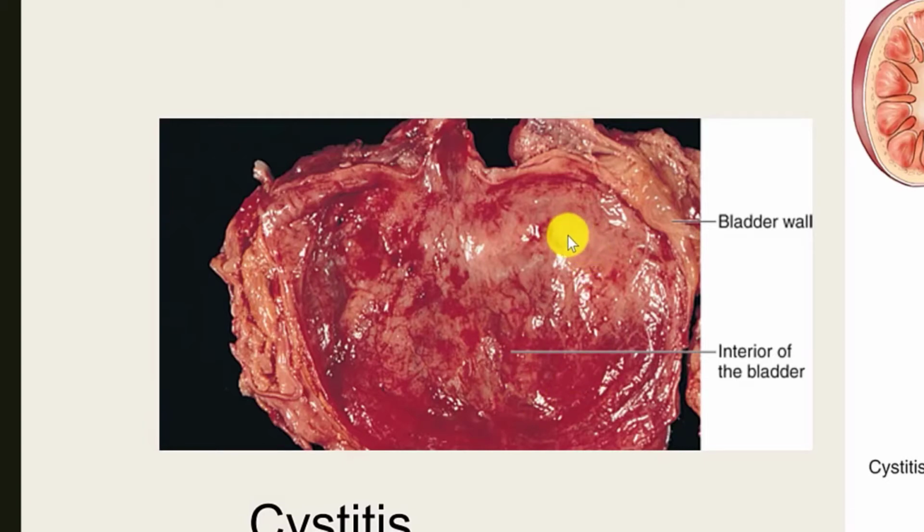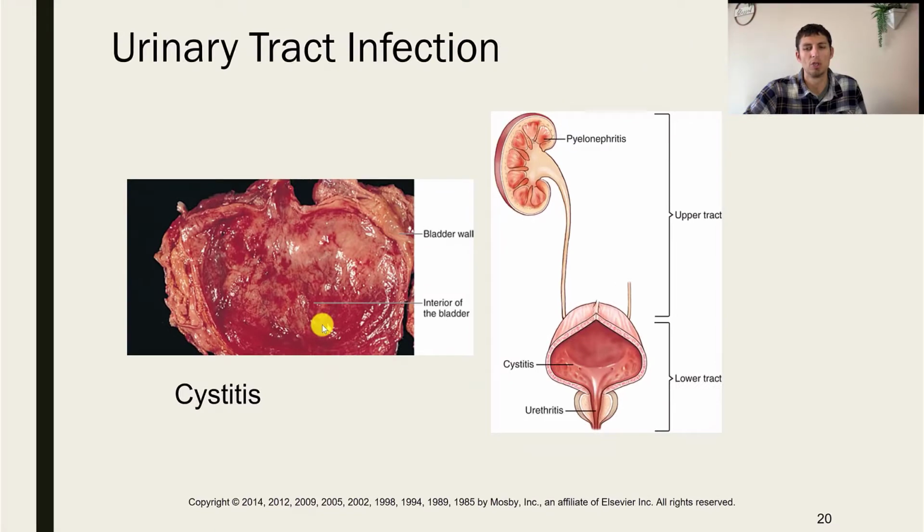It should all look like this nice sort of peach color, but instead you have this really dark blood red color. That's inflammation, and that should not be there. That inflammation in this case is being caused by the infection. And so we have the urinary tract infection, specifically in this case, the bladder infection or the cystitis.